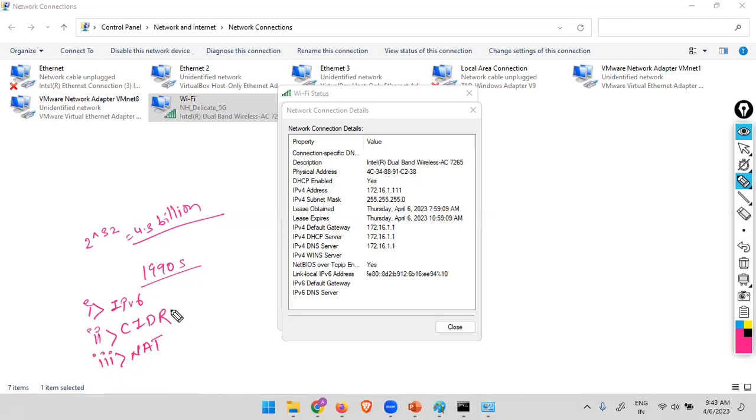CIDR we'll discuss tomorrow. That is classless subnetting. NAT also we'll discuss, and IPv6 also. All these 3 things we'll discuss. And once we discuss NAT, you will know how we are still able to use IPv4 addresses, because the number of addresses is limited and the number of devices is more. That will be clear when we go through NAT.